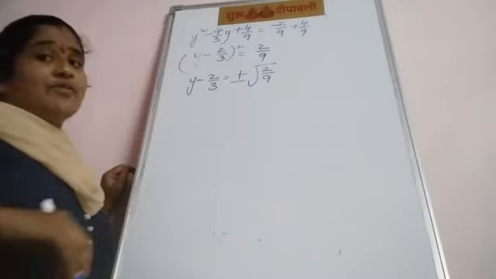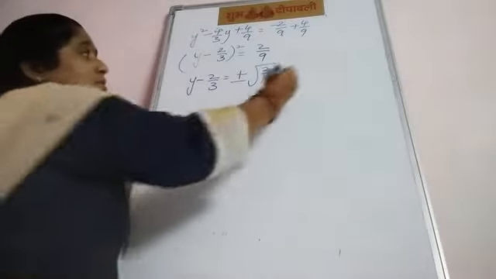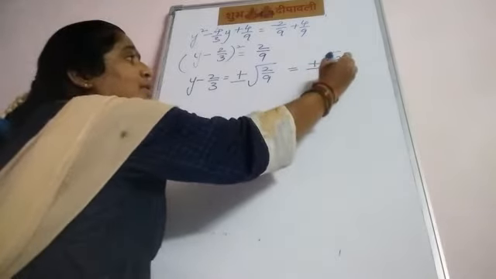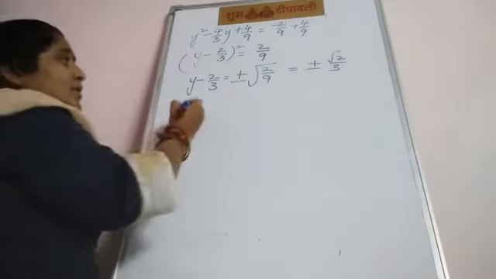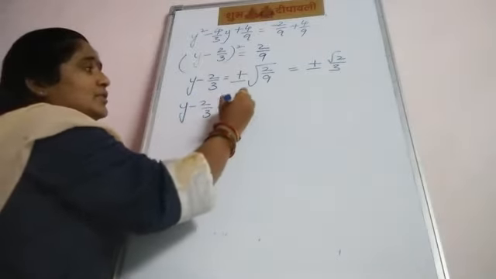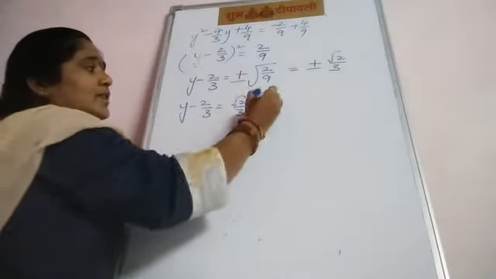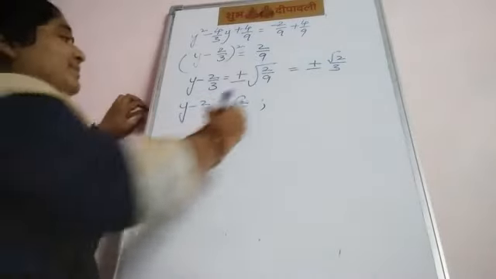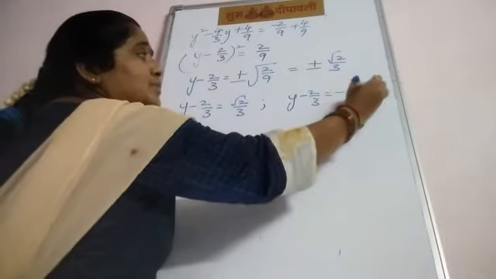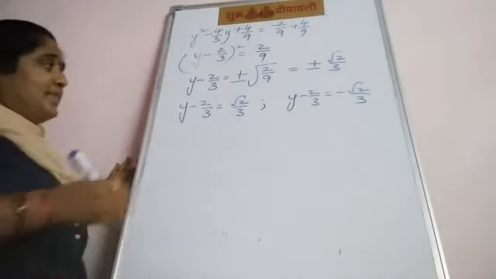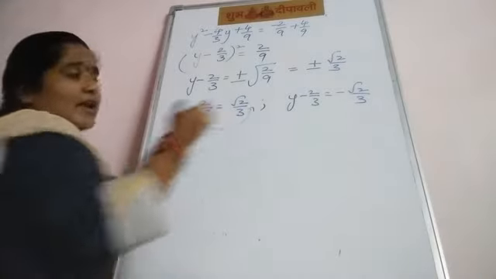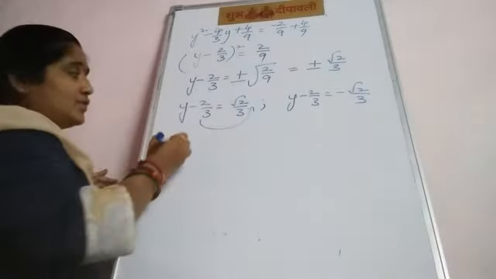Now the square root of 9, how much? 3. So here can I write plus or minus root 2 upon 3. Now here separate: y - 2/3 = root 2/3. It is positive. y - 2/3 = -root 2/3. Now this minus 2/3 is sent to the right side. It becomes plus 2/3.